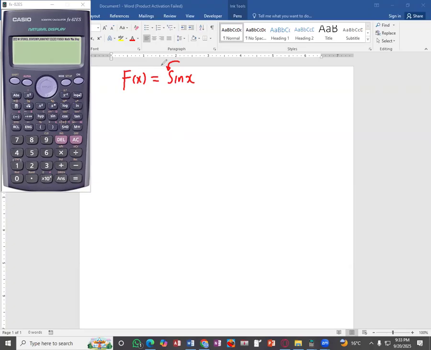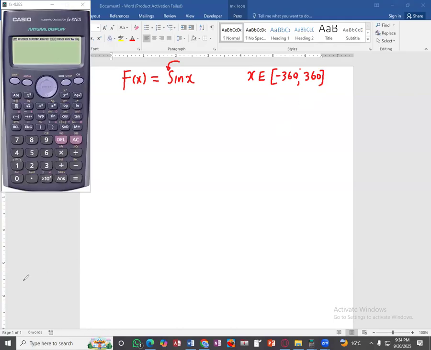Please, guys, when you sketch the graph, we will tell you the starting point. Let me say I want it to start at negative 360, and we will also tell you the ending point, 360. So let's start. We are going to rely on a calculator. It's going to be the best method for sketching the graph.